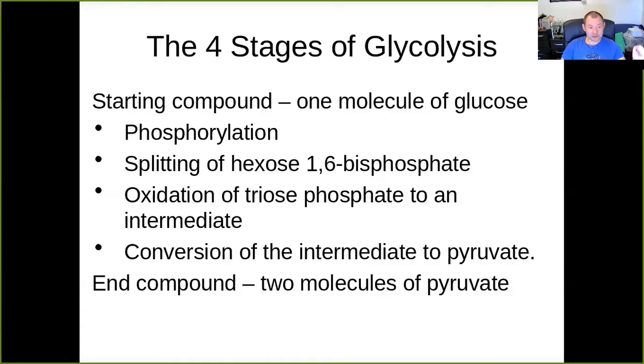There's then oxidation of a molecule known as triose phosphate, which then produces an intermediate molecule. Conversion of the intermediate then follows to pyruvate. Long story short, one molecule of glucose enters glycolysis, and it is broken in half, more or less, to produce two molecules of pyruvate. Glucose is a 6-carbon sugar. Pyruvate is a 3-carbon sugar. One glucose becomes 2 pyruvates.